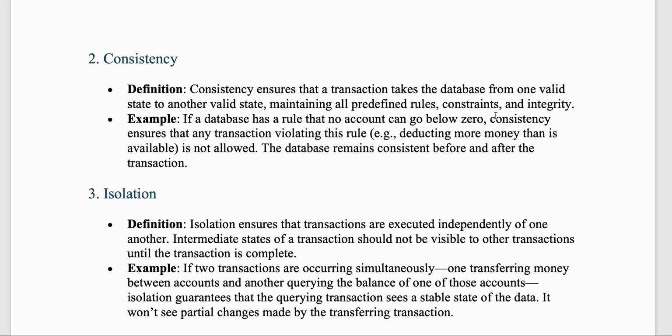So there are two operations, one is transferring money from one account to another account and the other is checking the balance. These are two different transactions, but isolation guarantees that the querying transaction sees a stable state of the data, right? So suppose you do the transaction and then do the check balance, either it will show the data after the transaction or before the transaction.